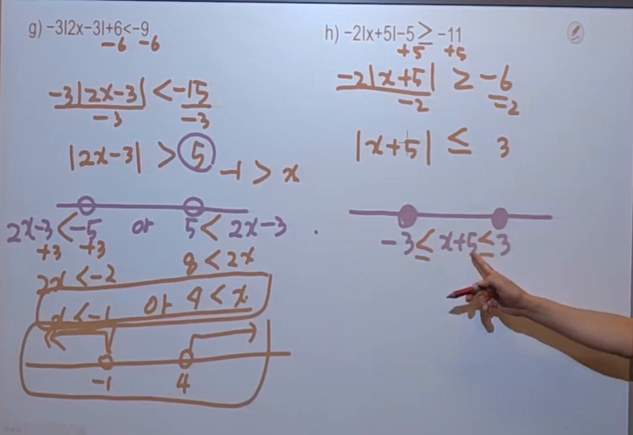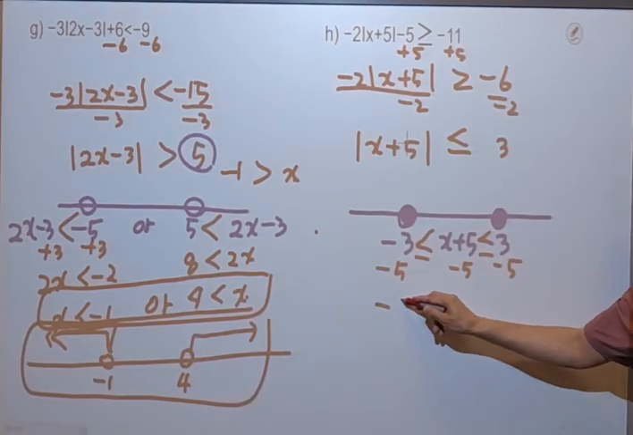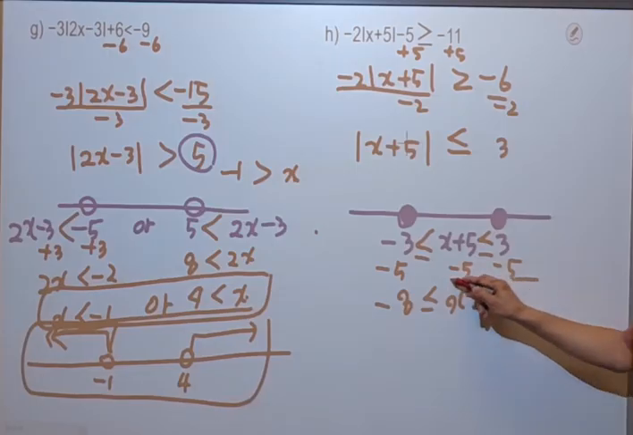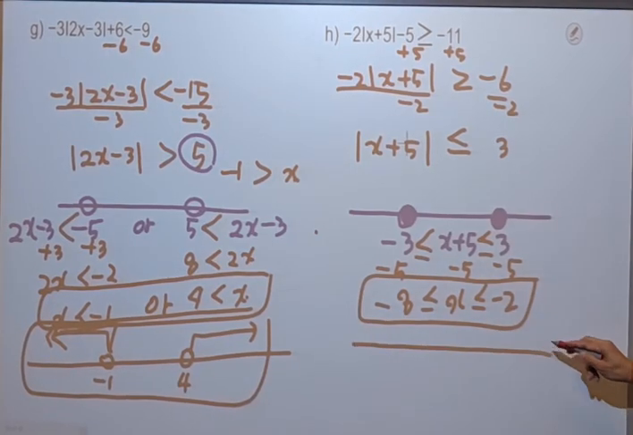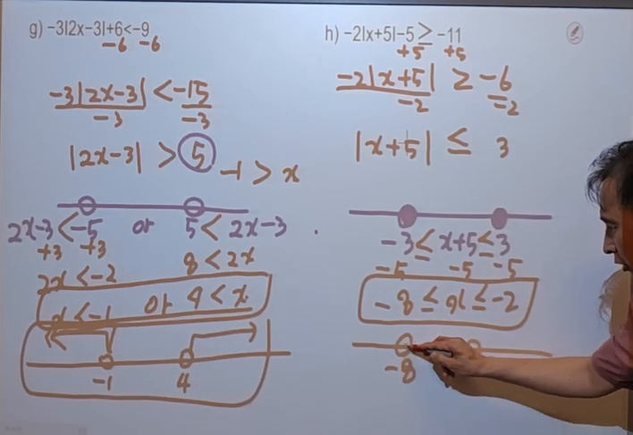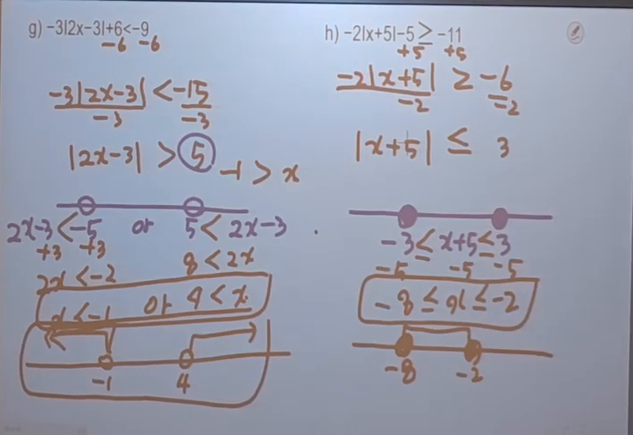This one now, what? This is x plus 5, I need to get rid of the plus 5 here. So that means I subtract 5 from each part. So that's negative 8, and this is x, and this is negative 2. This is the answer. Okay, number line. Negative 2 here, negative 8 here, and closed. And this is the number line answer.